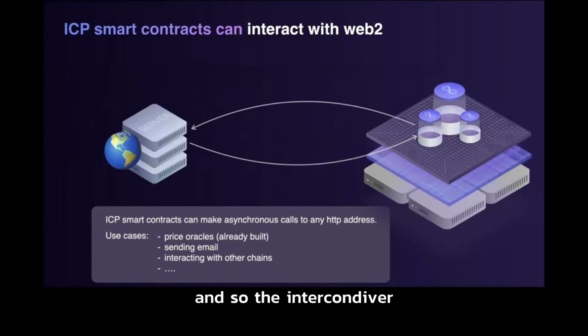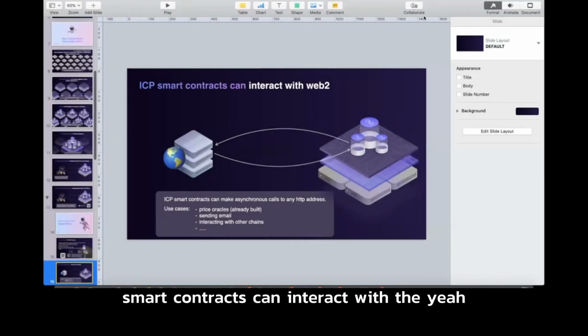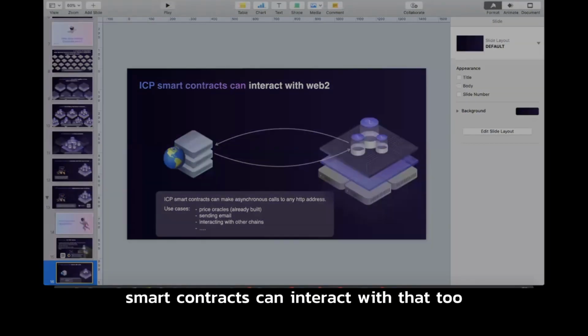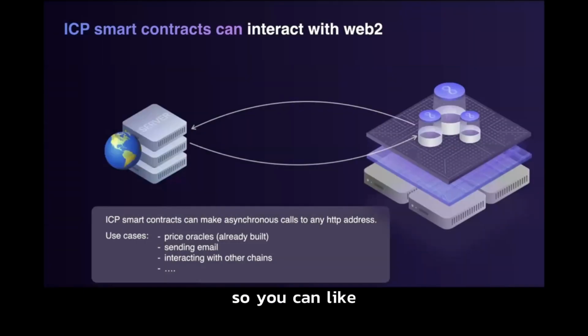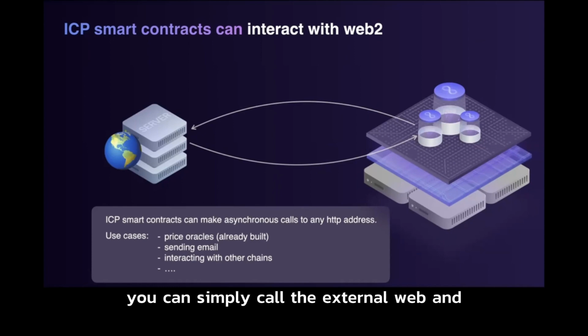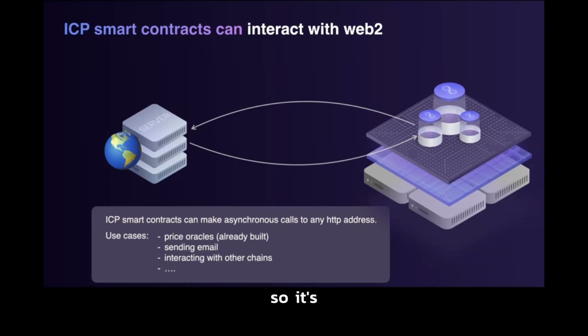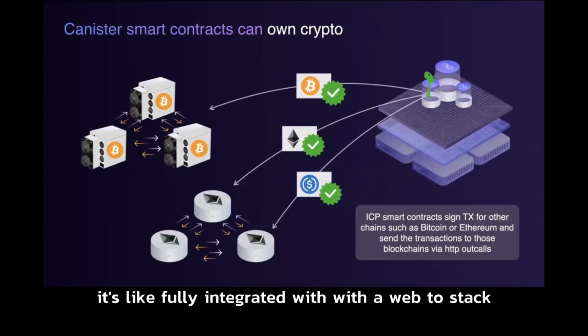The internet computer smart contracts can interact with the web too. So you can call any external service. You want to build an Oracle, you want to create an email service? You don't need any Oracle. You can simply call the external web and fetch content, similar to what you would do in Web2. So it's fully integrated with the Web2 stack.